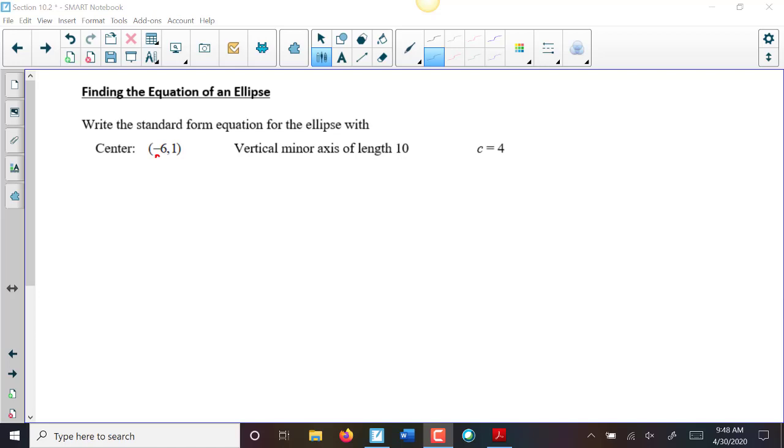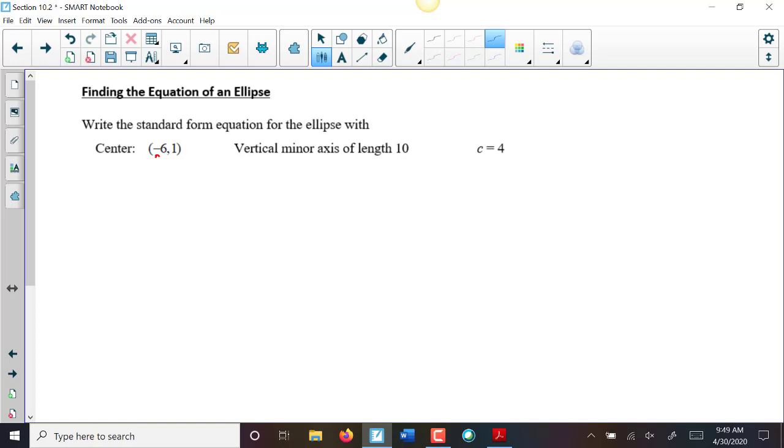Hello, we're now wanting to find the equation of an ellipse and write that equation in standard form. In order to do that, the first thing I need to do is determine which standard form I use. Basically, where is the a squared located? Which means I need to know the orientation of the ellipse.